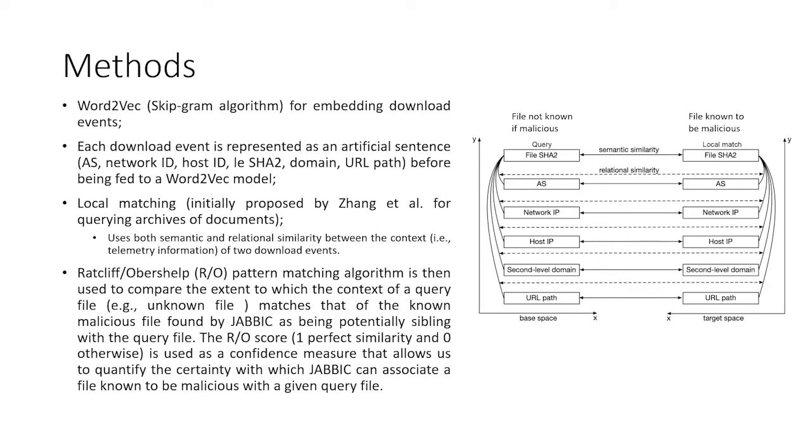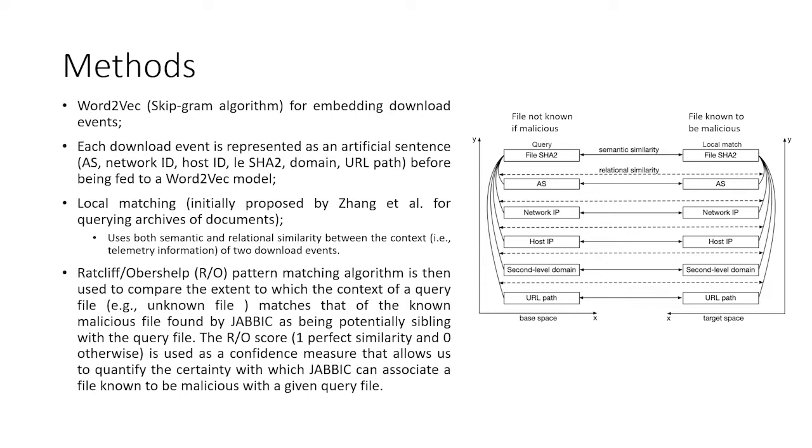So what we did was to conceptualize a download event as a structured fragment of information of the form: an autonomous system that owned an IP address facilitated the download of a file from a domain at a particular location given by the URL path. So each download event is represented as a sequence of words as follows: autonomous system, network ID, host ID, file hash, domain, URL, path, before being fed to the word2vec model for training.